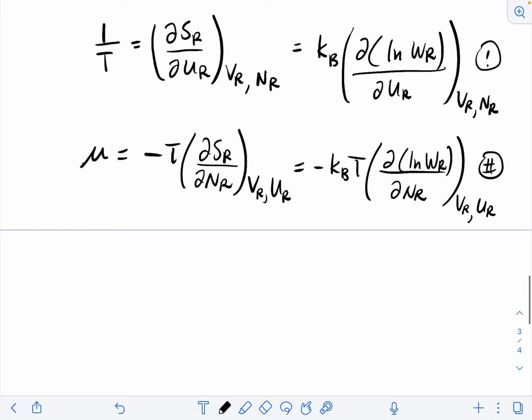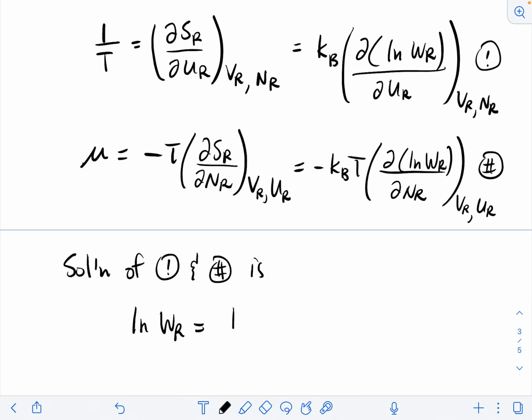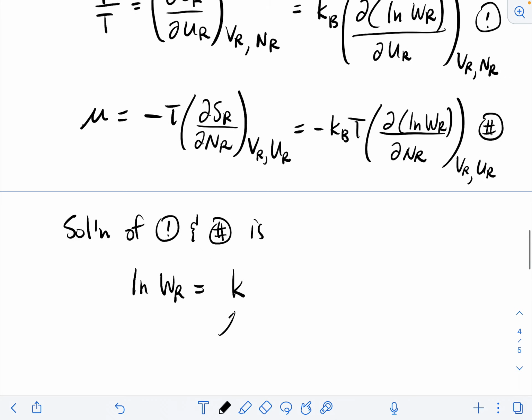So these two expressions are coupled differential equations. However, they're relatively easy to solve for the ln of W. So the solution of these two equations is ln of WR is equal to K, which is going to be some constant, plus UR minus mu NR over KBT.